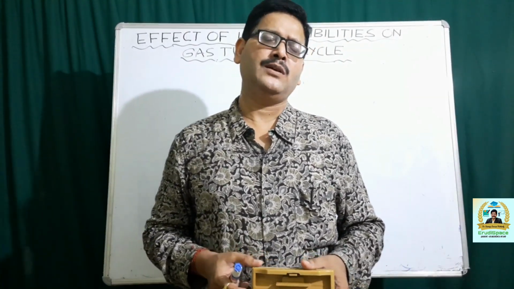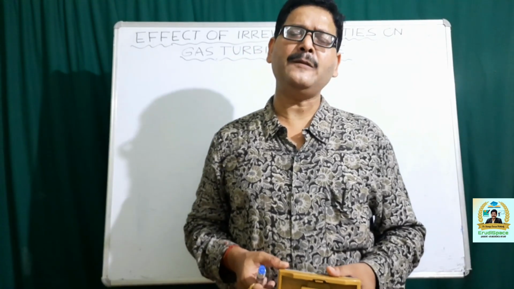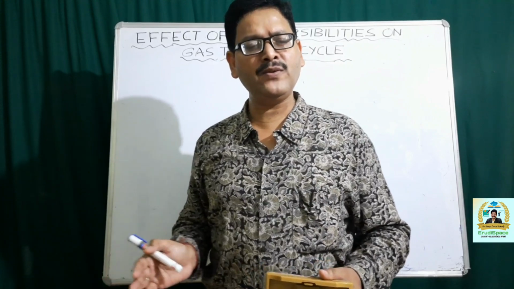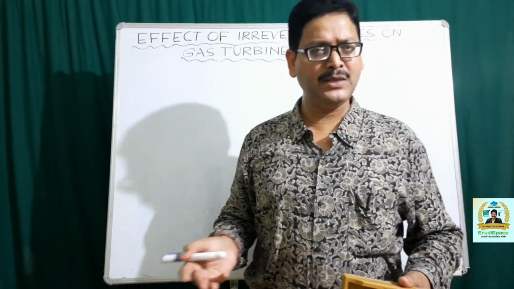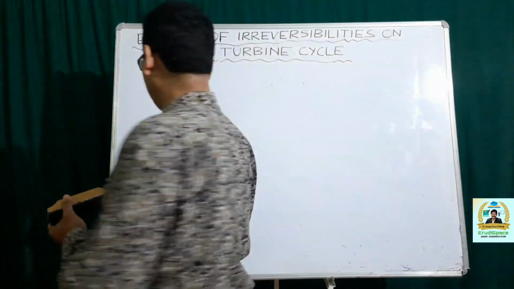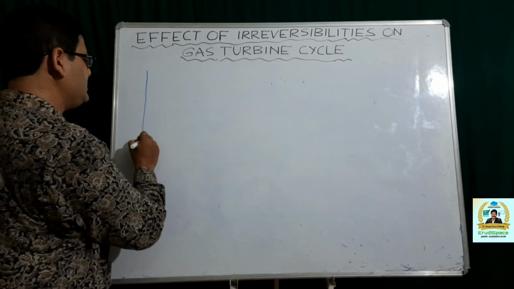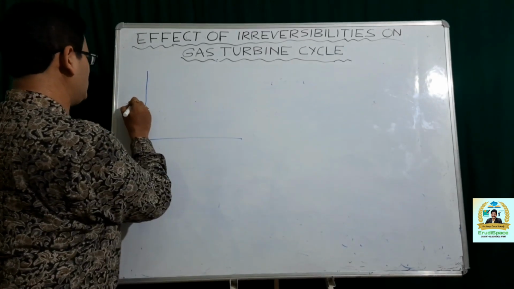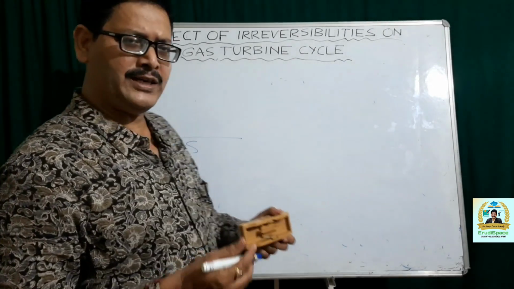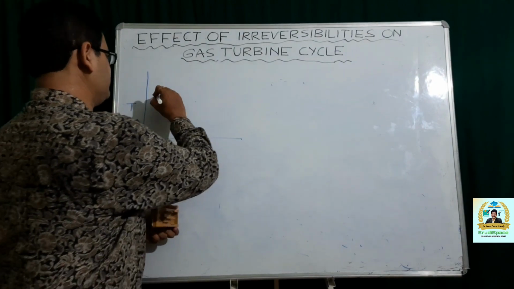All of us know that the ideal cycle for gas turbine is your Brayton cycle, and the Brayton cycle both in PV and TS diagrams have already been discussed while discussing the Brayton cycle. But still, I will draw the TS diagram to compare the theoretical or ideal cycle with the actual cycle.